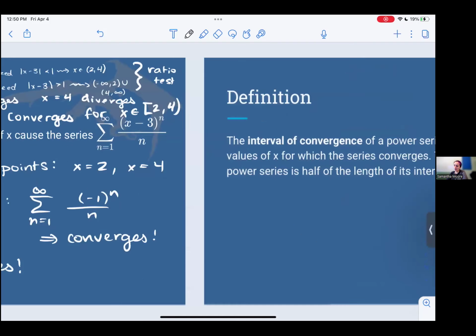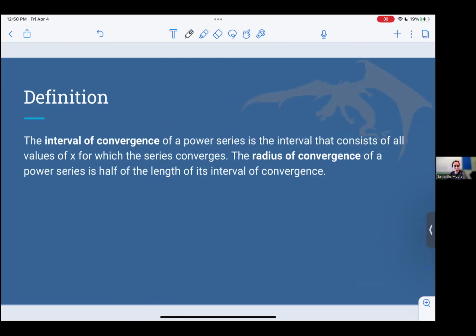All right. So I've said these words before in here, which is interval of convergence and radius of convergence. So the interval of convergence is exactly what it sounds like. It's the interval of x values where our series is going to end up converging. And then the radius of convergence is just, think about the length of that interval and divide it by 2, right? Because it's a radius instead of a diameter.